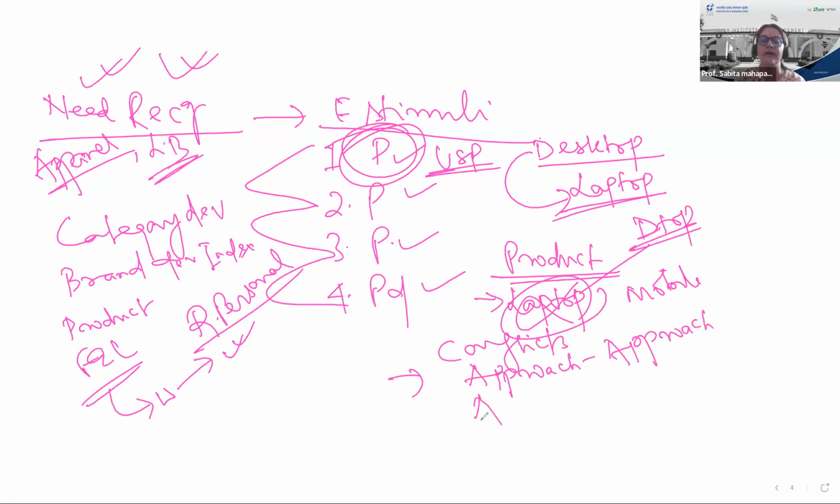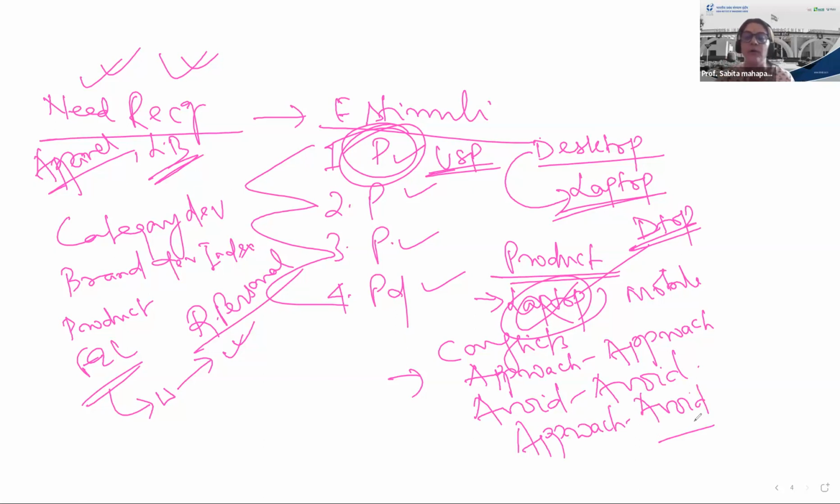One is called avoid. And one is called approach, avoid. So these are the 3 types of conflict a person comes across. Therefore, he is not settled with going for a laptop in this particular situation. So let us try to understand what they are.